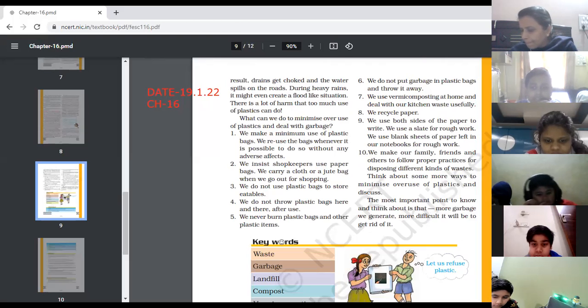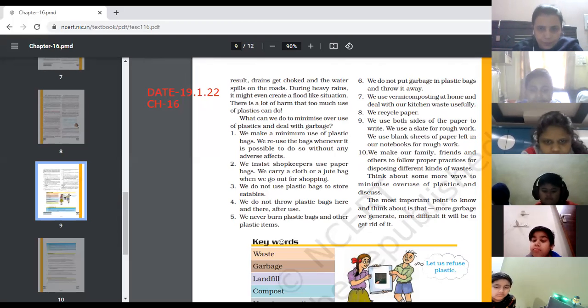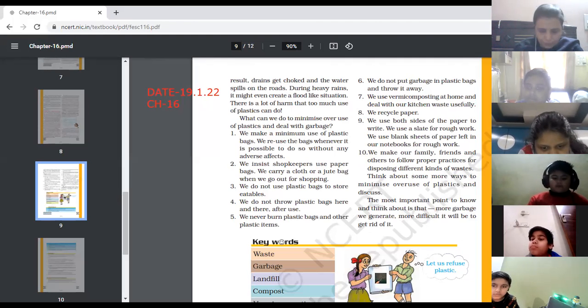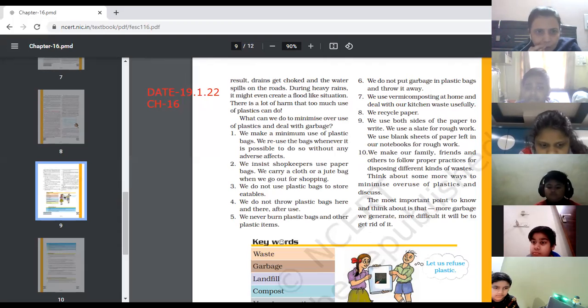Number 4, we do not throw plastic bags here and there after use. And 5, we never burn plastic bags and other plastic items. 6, we do not put garbage in plastic bags and throw it away. 7, we use composting at home and deal with our kitchen waste usefully.